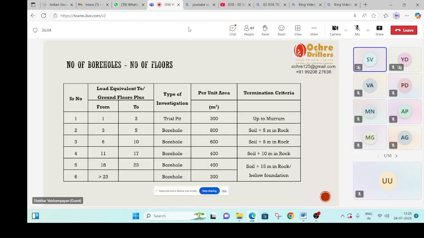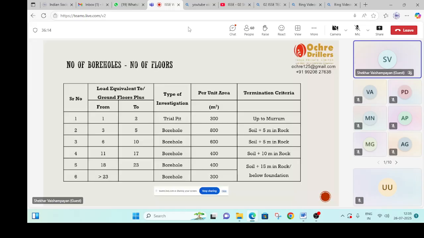And if it is more than that, let's say a very tall building, like a high-rise building, then I would recommend a borehole for every 300 meter square to get a very good idea of the founding strata and what we should select. Next slide, please.